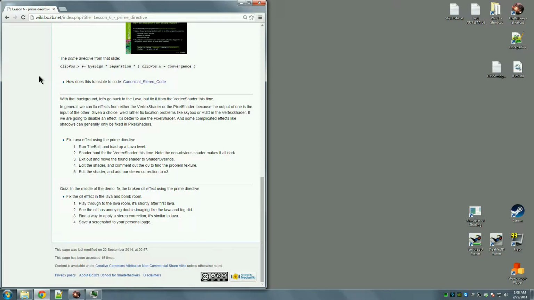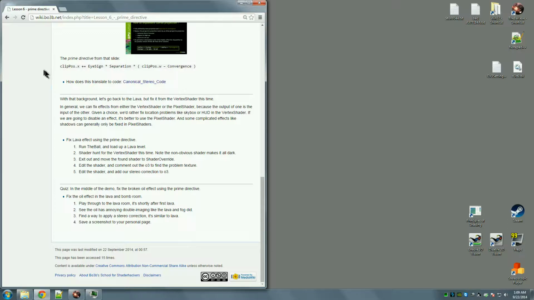Okay. Now that we've taken a look at the fundamental stereo correction formula, the so-called prime directive, we can see how to apply it in different shaders to actually fix stereo effects. In general, we aren't going to worry about the actual formula itself. We're just going to take those 3 lines of code and paste them in when we need to actually fix a shader. But I think that the background gives you a better idea for what to look for inside of a shader while you're doing experimentation, and possible good spots to plug in that formula.